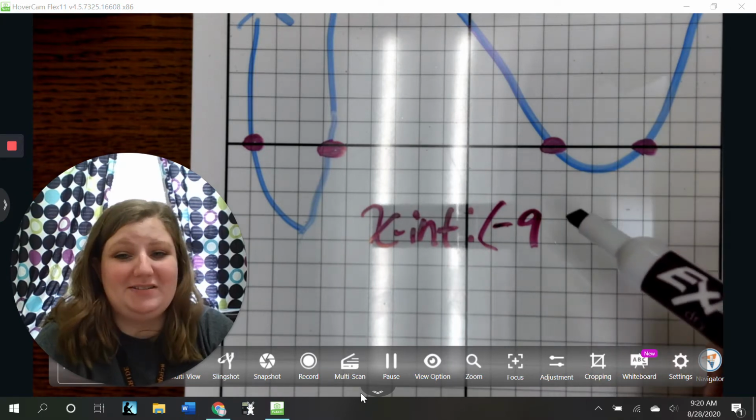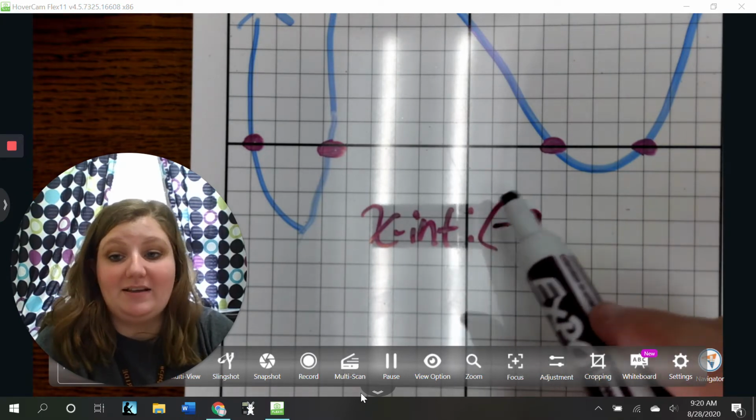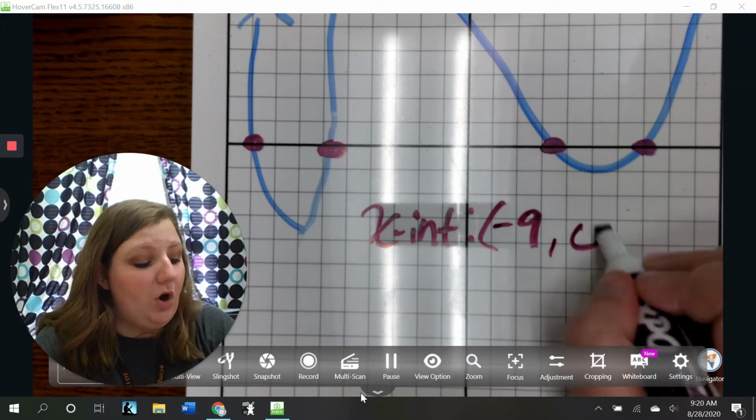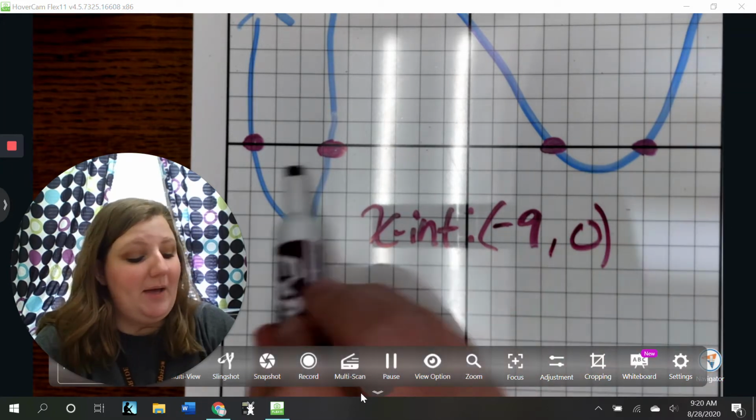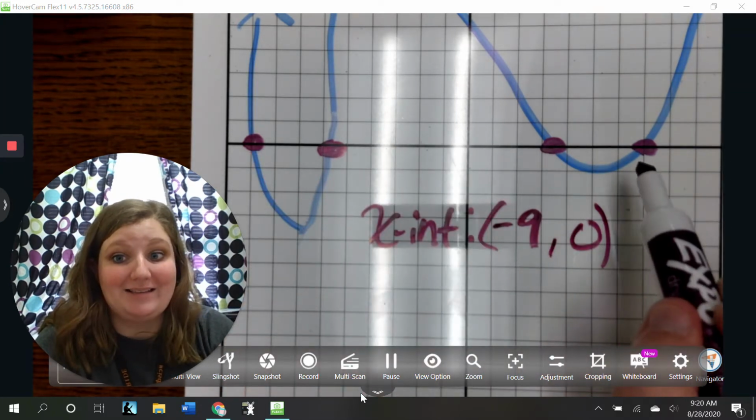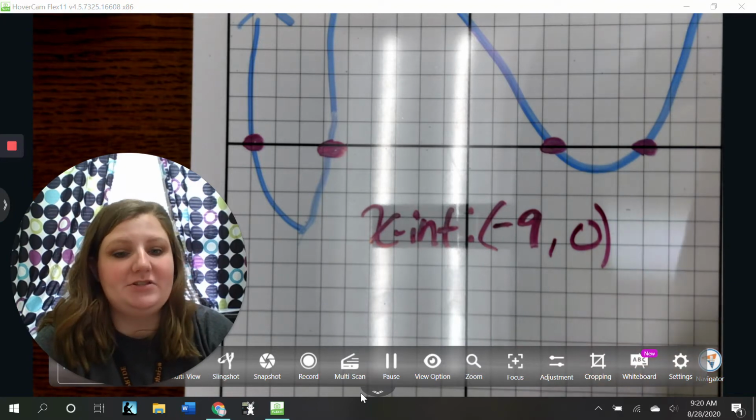And then we also need to know what our y value is. And for x-intercepts, the y value is always 0. Because on the x-axis, y is always equal to 0. So it's always going to be 0.